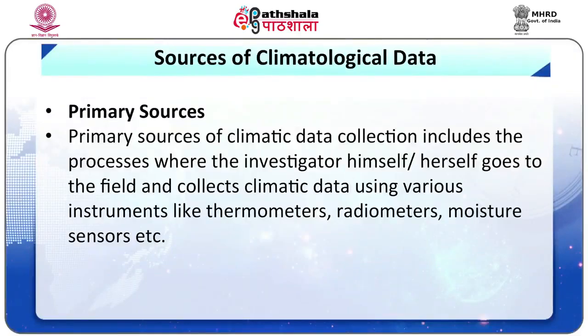Now, recently there is a greater dissemination of climatological data due to the services provided by several weather agencies and meteorological departments. This has enabled the climatologists to get access to climatic data for their studies. Some relevant climatic data are also on the internet, either free of cost or at a marginal cost. So far as the sources of data collection related to climate data are concerned, there are two types: primary sources and secondary sources. The primary sources of climatic data collection include the processes where the investigator himself or herself goes to the field and collects climatic data using various instruments like thermometers, radiometers, moisture sensors, etc.